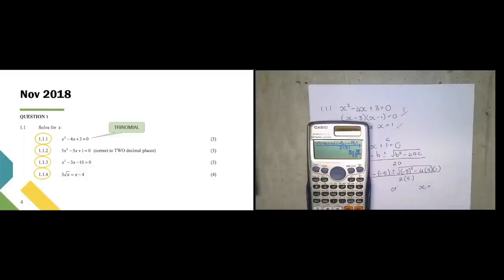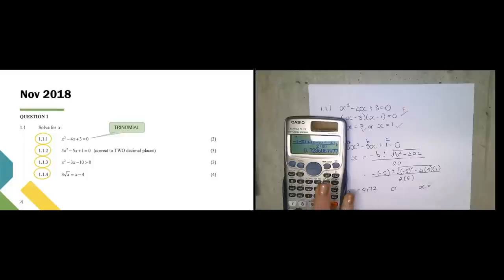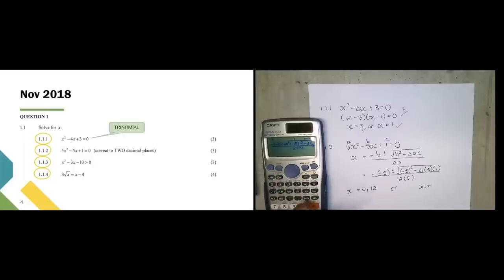Remember, your question paper said correct to 2 decimal places. So you press the SD button and you get 0,72. So my first answer is 0,72. Now I can press back on my calculator. I did the plus first before the square root sign, so now I'm going to change that to the minus option. Once again, it's a fraction. Press the SD button. Be careful of your rounding here. That will become 0,28. And there is my solution.